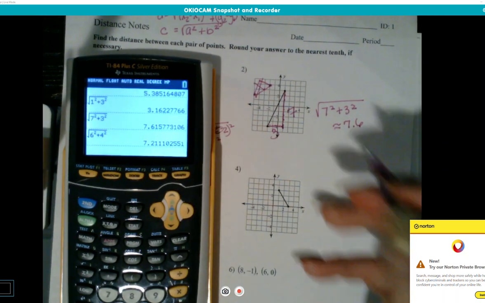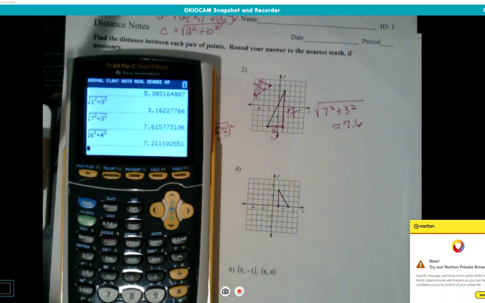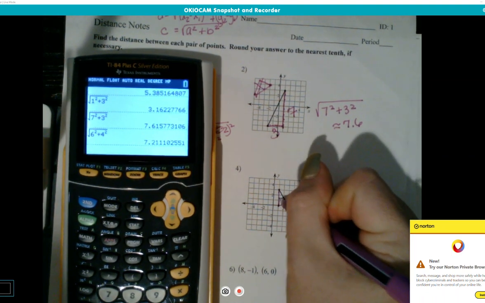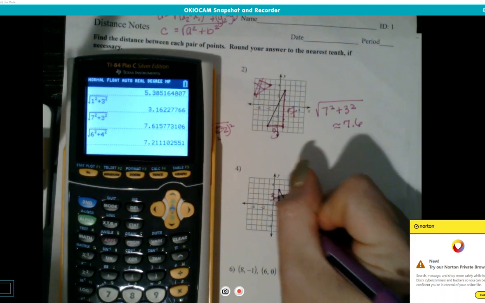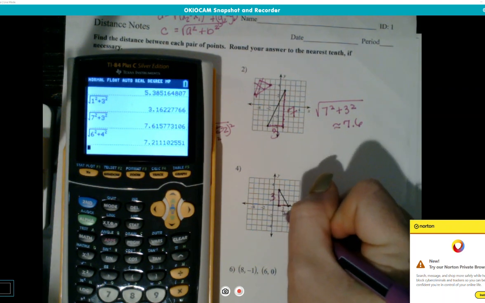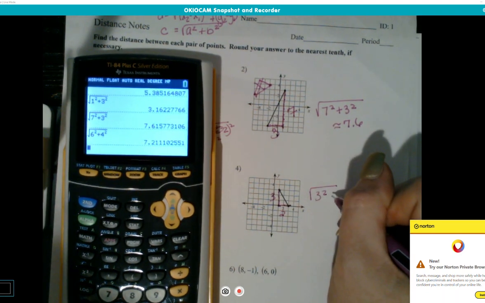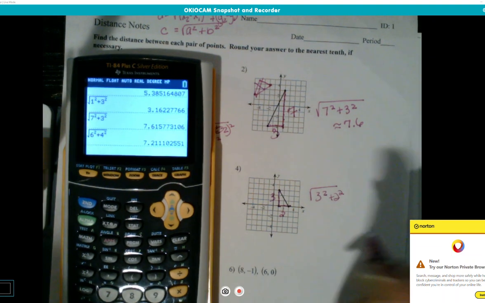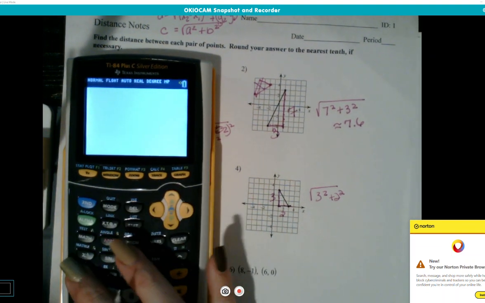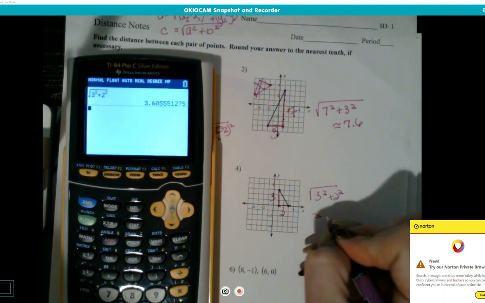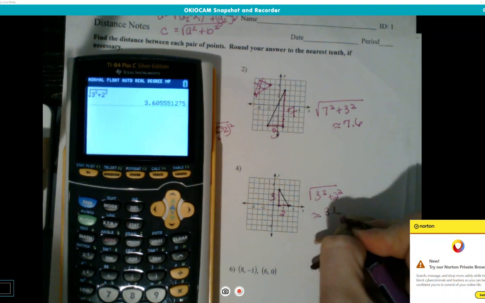All right. So one more over here. I'm going to go straight down and straight over. So that's going to be 1, 2, 3. And then over 1, 2. So that's 2. And so then the square root of 3 squared plus 2 squared. And so that's going to be approximately 3.6.